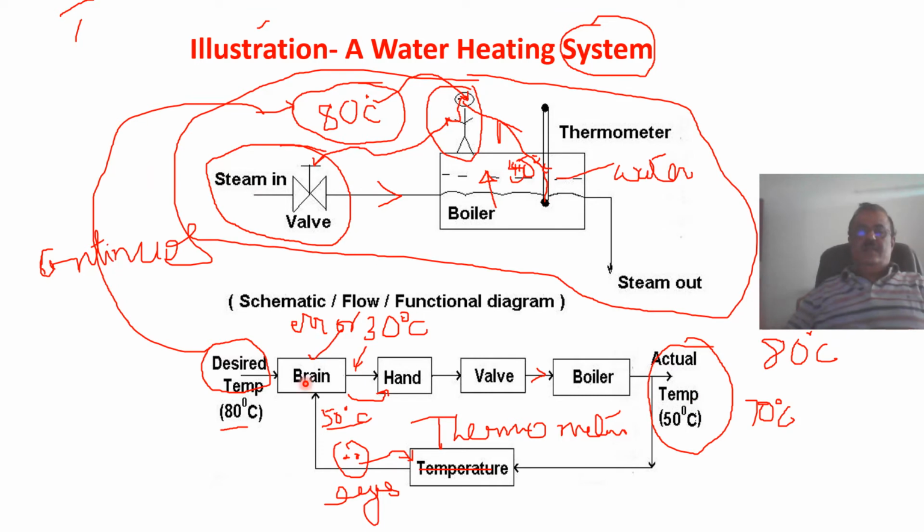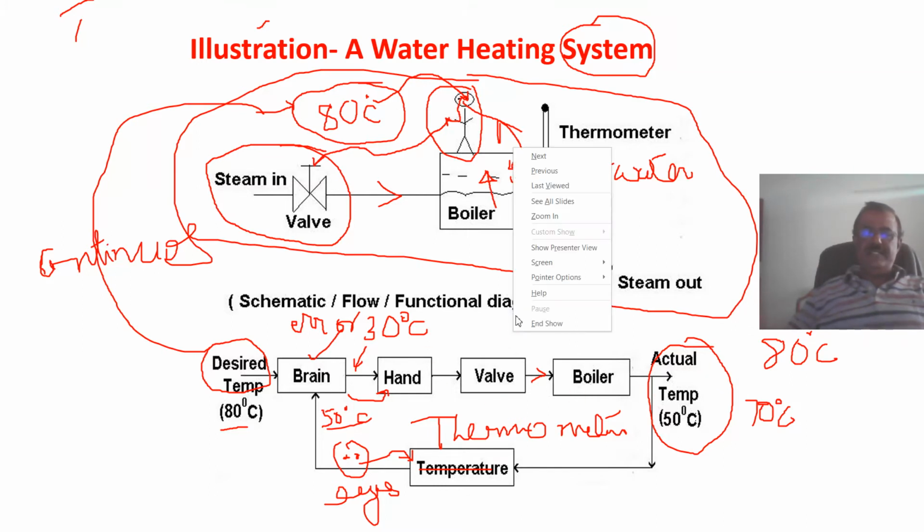Here you have seen there is a desired temperature. This is what I call input. The actual temperature is what I call output. All these things together you can call a system. So the system establishes a relationship between cause and effect.